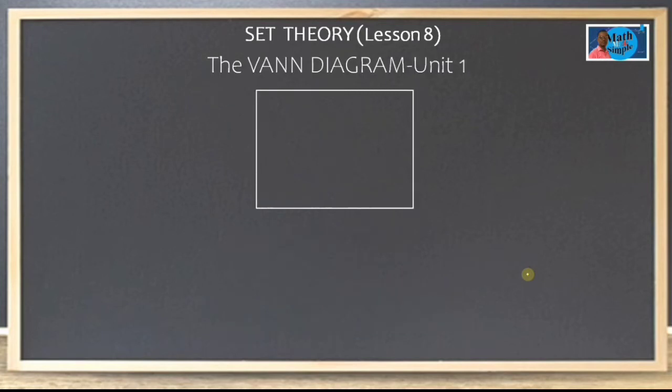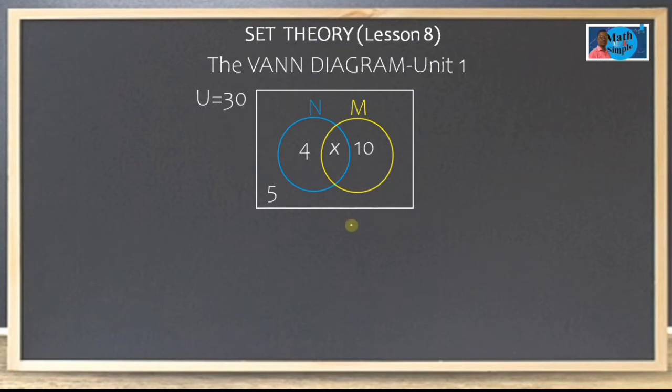Okay, so we also have the universal set, and this time around the universal set is 30. We have the 2 interior sets, which are set N and set M. We have 4, 10, X, and 5. So the 4 regions are occupied by the respective number of elements.